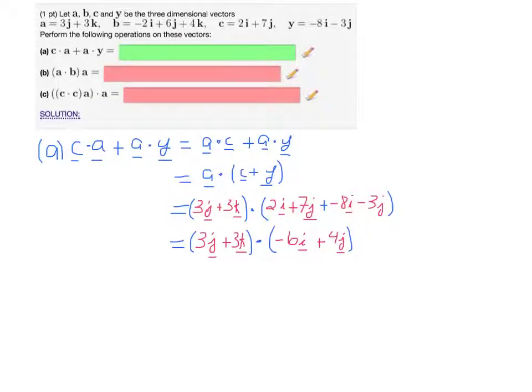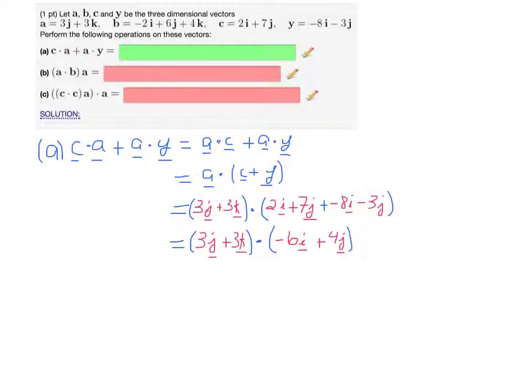Hello, calculus students. In this problem, we need to work with the dot product. So I'm going to break this into three parts here. We are given these vectors up here, and we have to perform the following operations with the dot product.